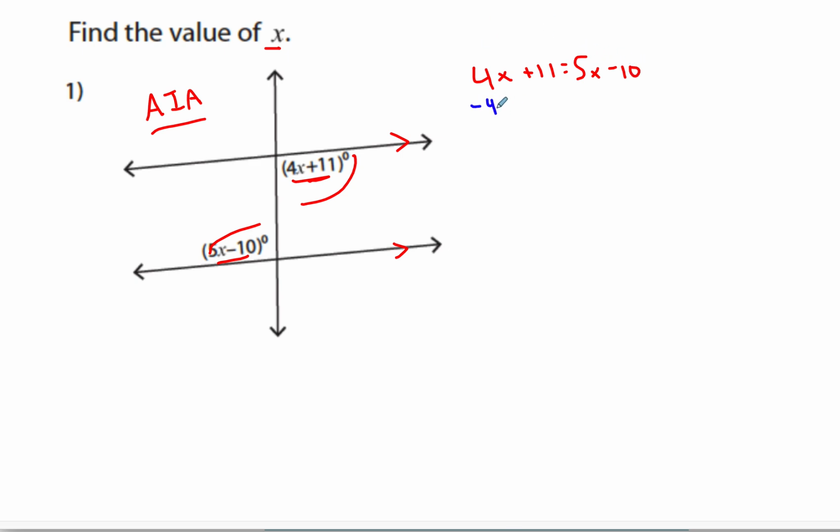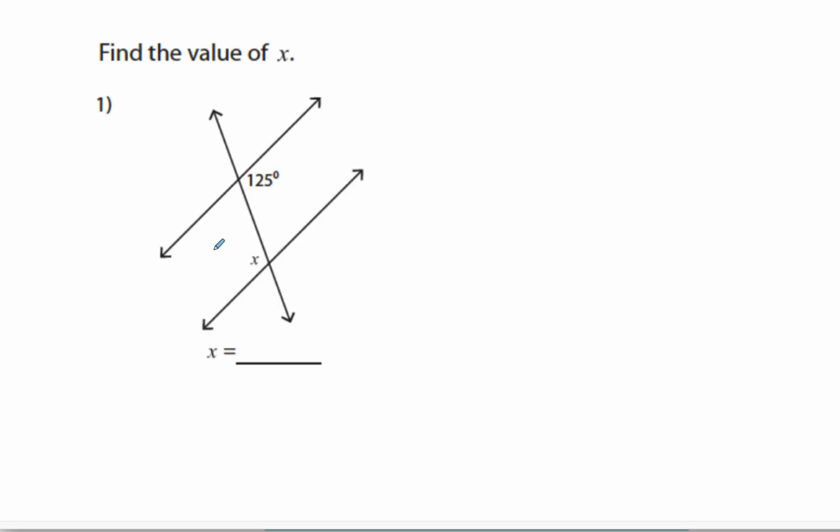So in this case, I would subtract 4x, because that will get me 5x minus 4x is x. And then that means I'd have to move the 10, so I'd add 10. And that means x is 21. That'd be it. Okay?